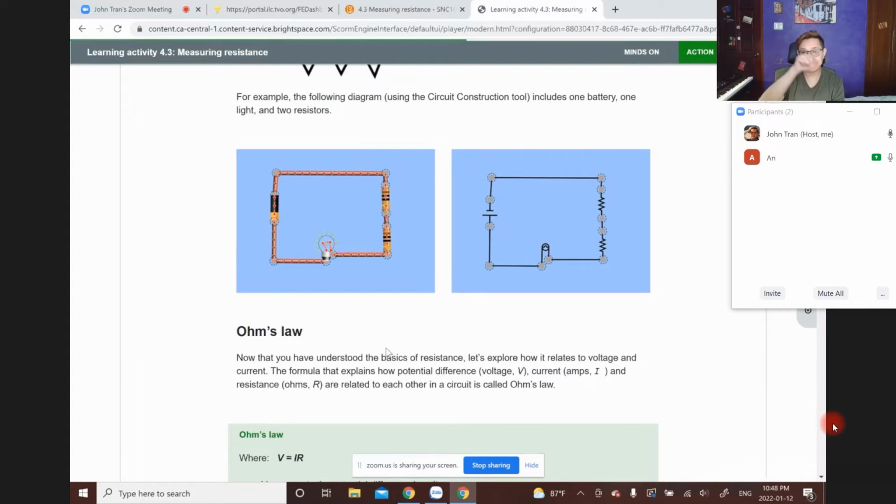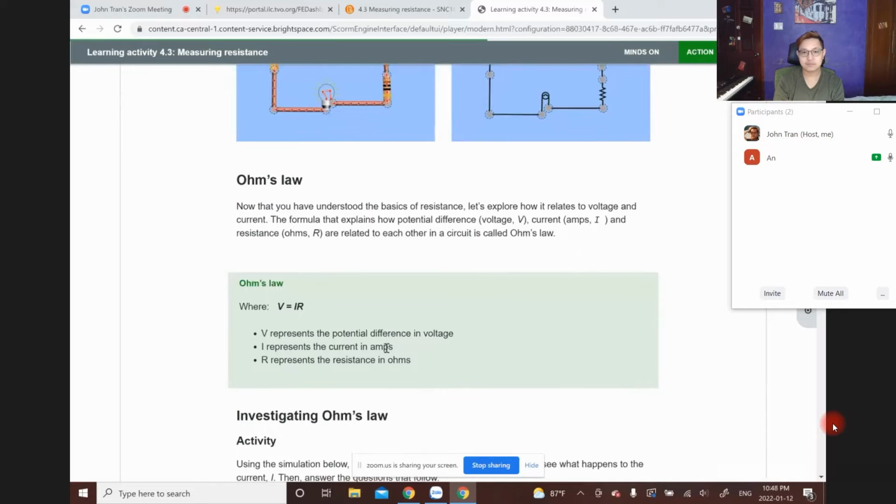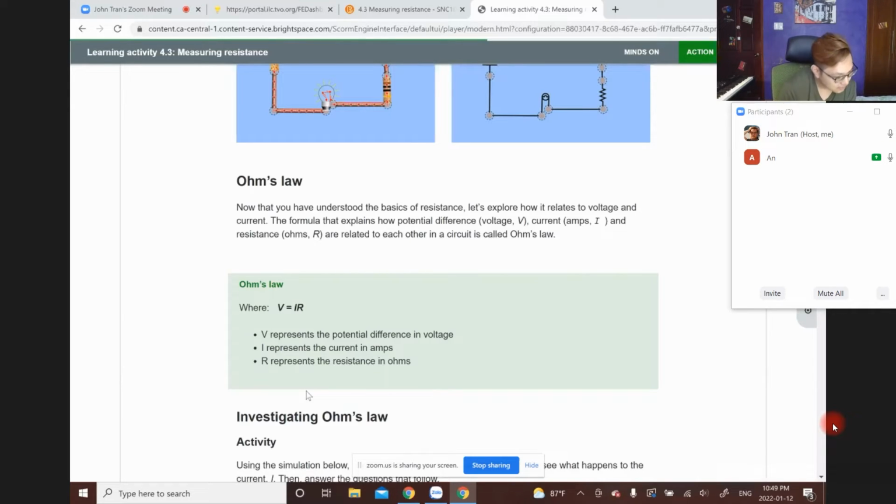Or you can rearrange this formula so that R is equal to V divided by I, right?